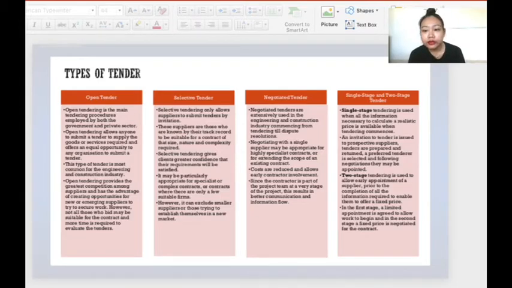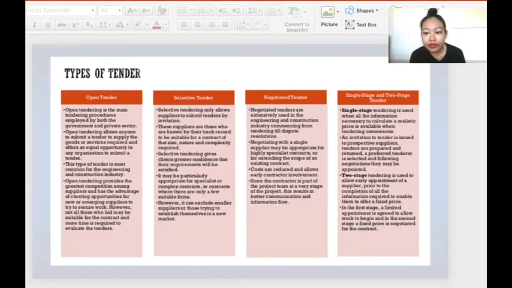Single stage tendering is used when all the information necessary to calculate a realistic price is available when tendering commences. An invitation to tender is issued to prospective suppliers. Tenders are prepared and returned. A preferred tenderer is selected, and following negotiations they may be appointed.